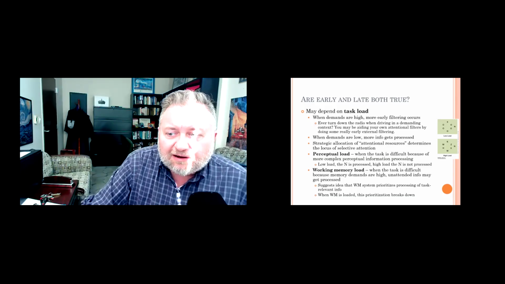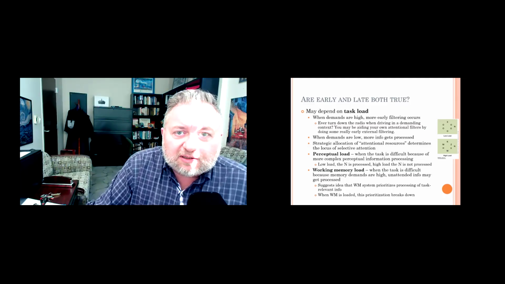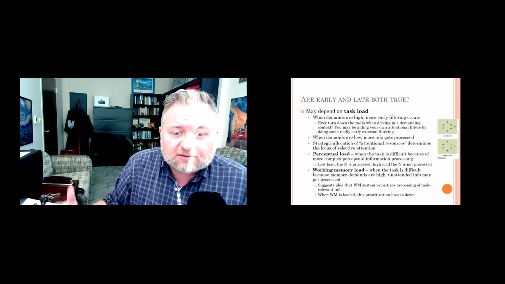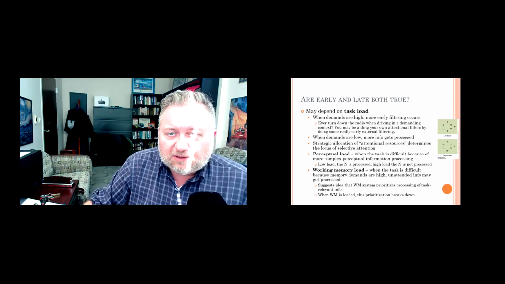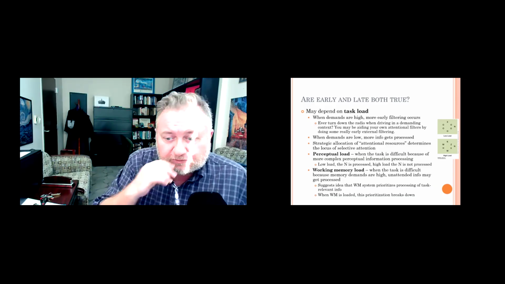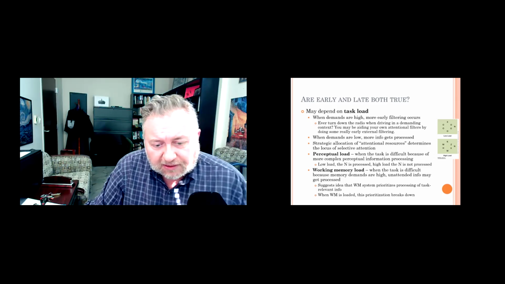So what we're seeing here is that under low perceptual load, unattended information makes it in. That would be late selection. But under higher perceptual load, the unattended information is not getting in, right? And so that would be early selection. So that's one example that shows that it can be both.